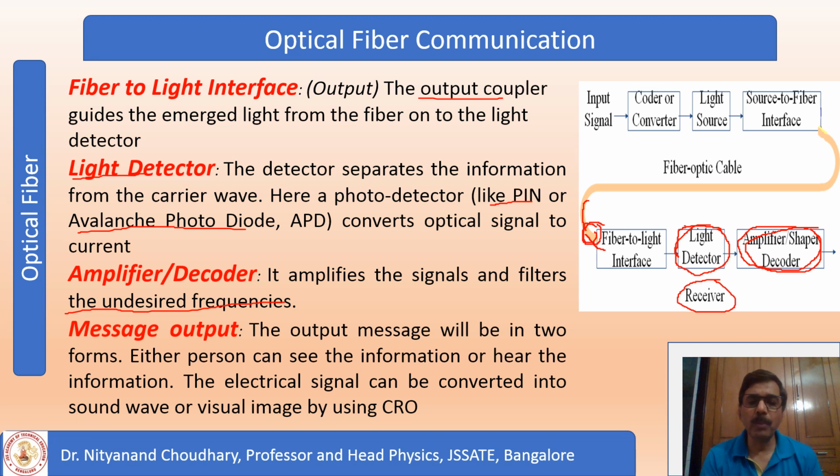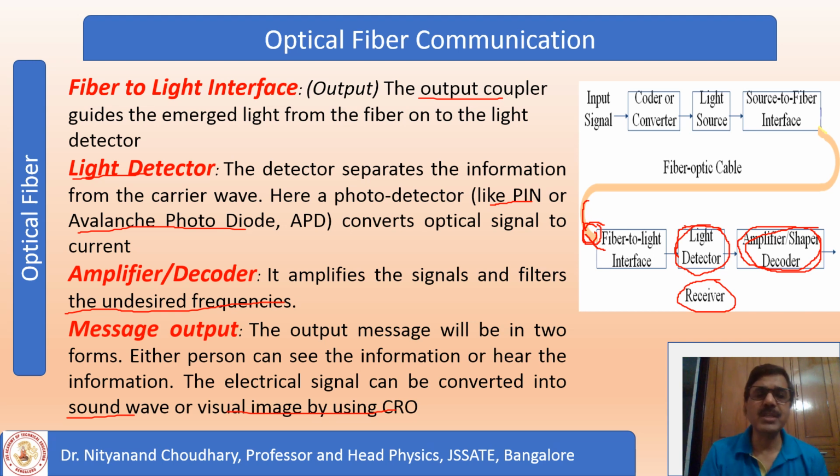So the output message will be in two forms. Either it can be in the form of sound, or it can be in terms of video. So the electrical signal can be converted into the sound wave or the visual image by using CRO. So finally, after this we have the CRO, and with the help of the CRO, it is finally going to the final destination, that is the target. So finally we are sending the signal to the target.